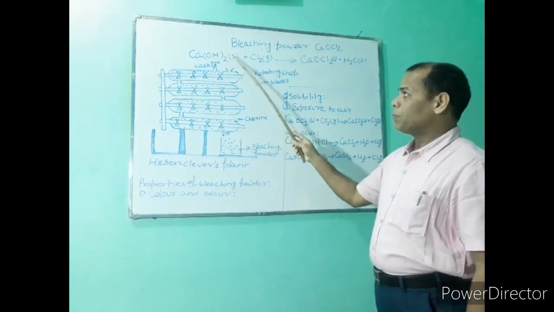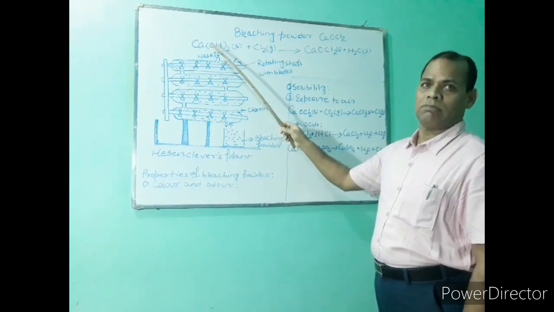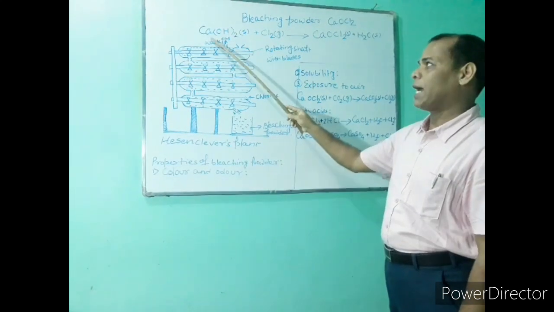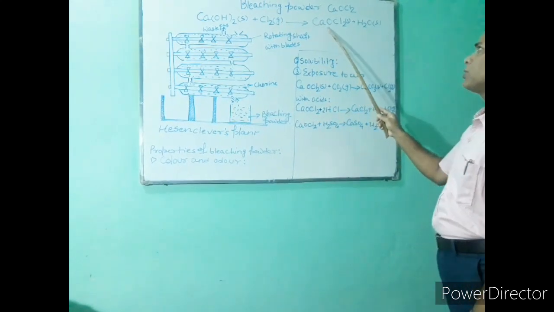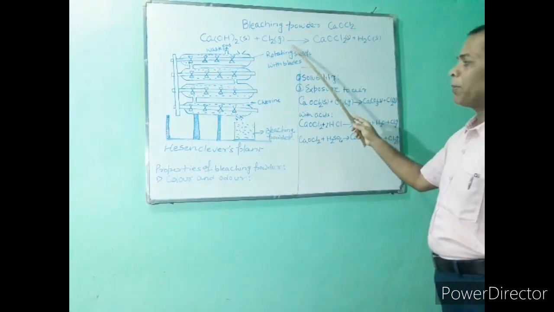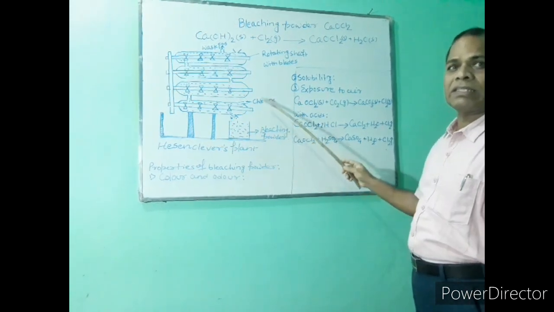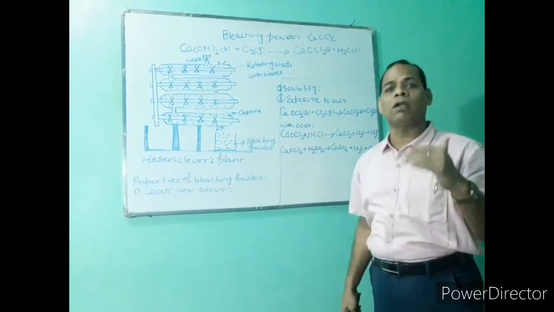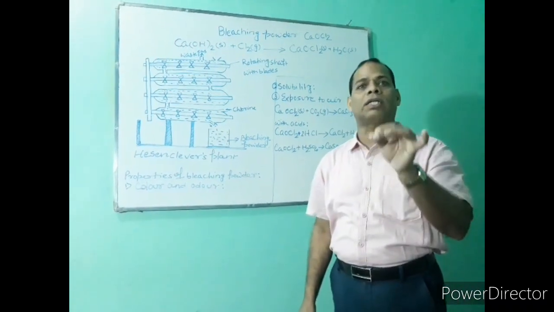It is prepared by taking dry slaked lime, calcium hydroxide. When chlorine gas is passed through it, it gives calcium oxychloride plus water. This is prepared in a Hasenclever plant. This plant works on the principle of counter current.